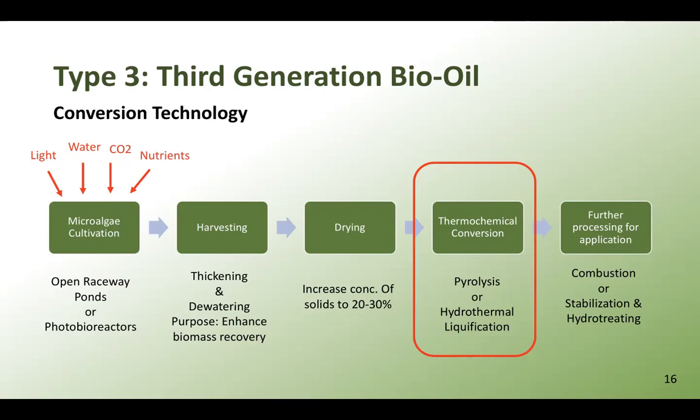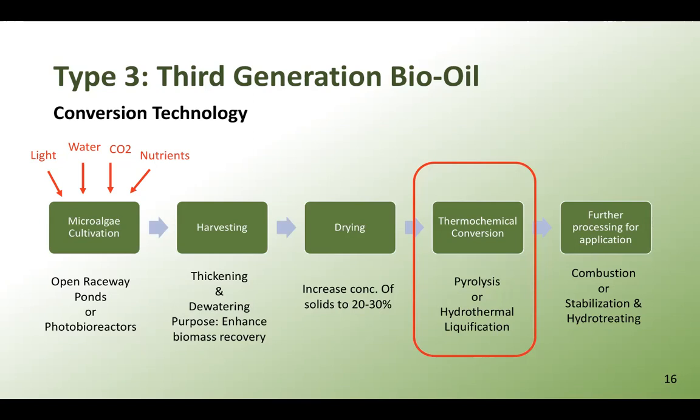After that, there's the harvesting stage, which includes 2 main steps, the thickening and dewatering. And the main purpose of it is to enhance the biomass recovery from the microalgae. After that, there's the drying stage, whose main purpose is to increase the concentration of solids to around 20 to 30%. After that, there's the specific conversion technology.